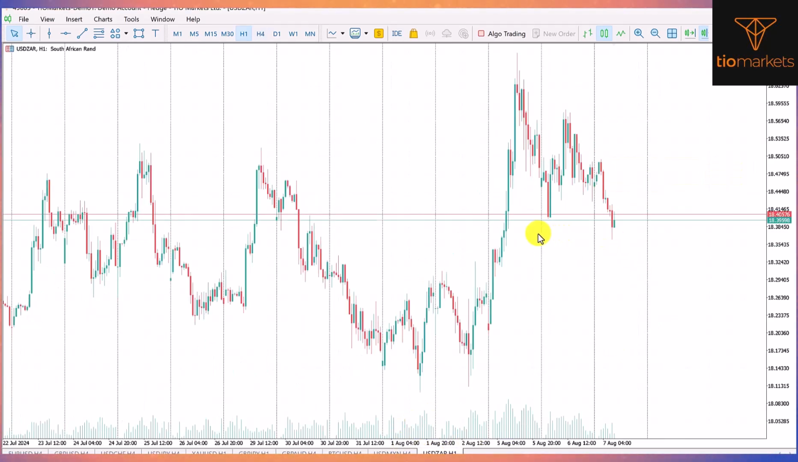And let's go to another commodity. This is a very volatile commodity, USD ZAR, which is the US dollar versus the South African rand.